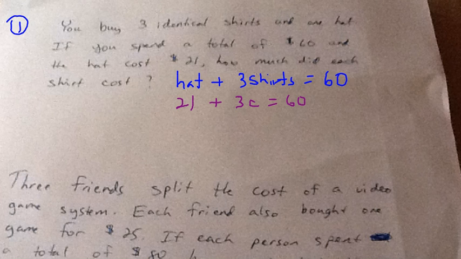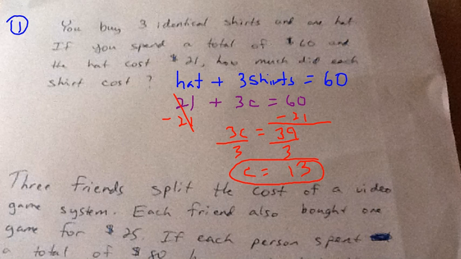So we will start by subtracting 21 from each side. And we are left with 3C equals 60 minus 21 is 39. Dividing by 3 on each side, we are left with C equals 13. So each shirt costs $13.